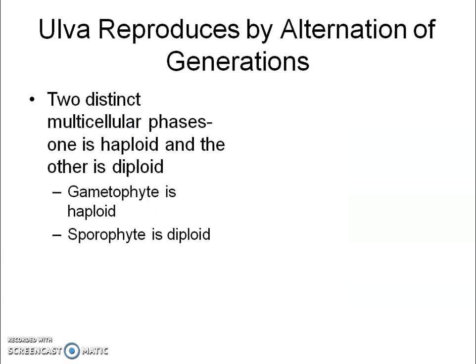Ulva reproduces by alternation of generations. Two distinct multicellular phases are there. One is haploid and another one is diploid. Haploid means having half the number of chromosomes, diploid means 2n. The gametophyte is haploid and the sporophyte is diploid. Gametophyte is the one which bears the gametes. After the gametes are born, they fuse and form the sporophyte phase. That means the sporophyte plant is formed, which is diploid.